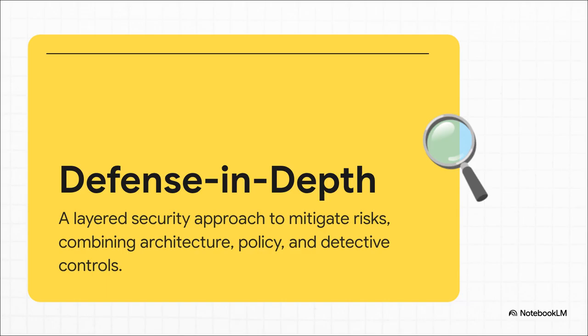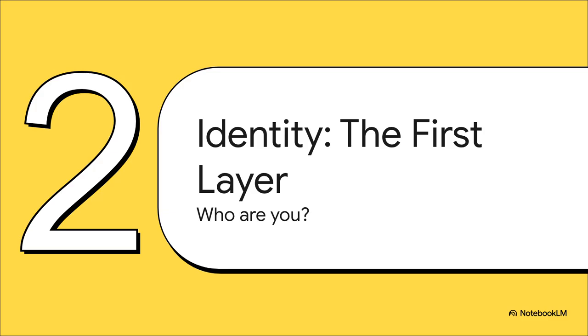Okay, so how do you actually do Zero Trust? You do it with a strategy called Defense in Depth. Look, this isn't about building one single magical wall. It's about creating multiple, overlapping layers of security. We're going to see how architectural choices, policy enforcement, and active monitoring all work together to create an environment that's truly tough to crack. So let's start with what is, without a doubt, the most important layer.